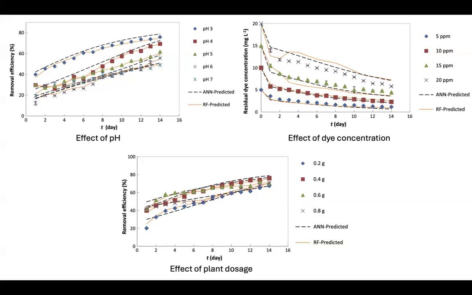The artificial neural network generated very smooth curves, indicating that it generalized a lot better than the random forest algorithm. The curves generated by the random forest are a lot more noisy or irregular, not showing that smooth curve, but they also were a lot closer to the experimental data as compared to the artificial neural network.